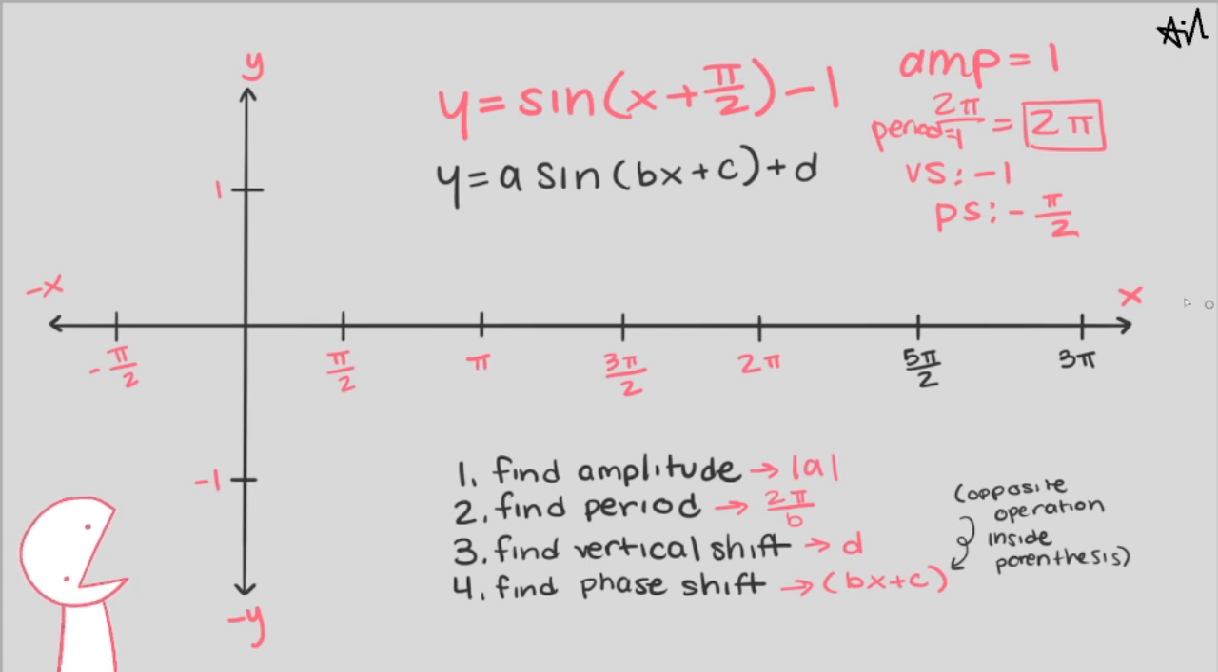Since we're doing that, our graph is going to change a little bit. So instead of starting from 0, 0, where we usually do, we're going to do our phase shift back to negative pi over 2. So this is our new starting area. Let's just draw a little dotted line. And we also went down 1. So instead of starting from 0, we're going to start at -1.